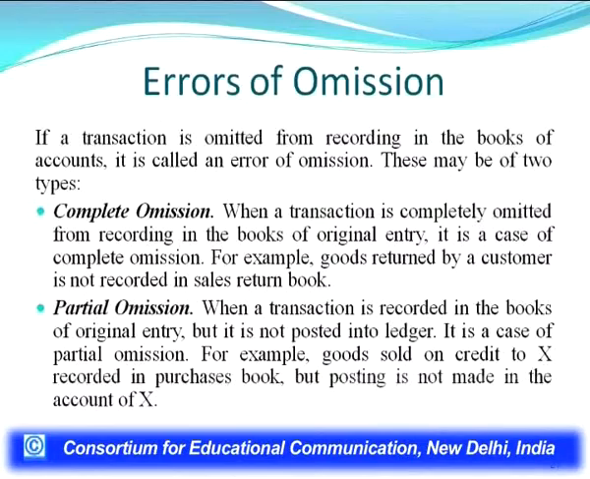So, the entry will be cash account debit to Ram's account, and it will be posted into the cash account debit side and Ram's account credit side. But we posted this transaction into the cash account, but by mistake we omitted to post it into Ram's account. So, it is the partial omission. A transaction has been recorded, but while making posting only one half of it has been posted, the other is omitted. So, this is the partial omission.